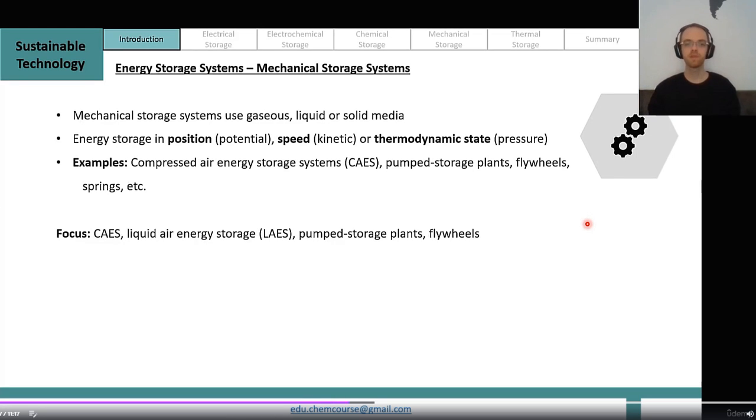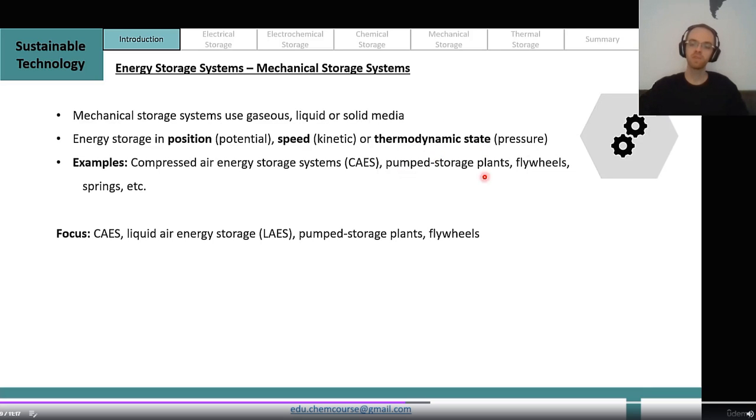Mechanical storage systems usually use gaseous, liquid, or solid media. And while this might be hard to imagine, how you store it mechanically, basically the energy here is stored either in a positional kind of energy, which is basically potential energy. It can be stored as speed, so basically kinetic energy, or as a thermodynamic state, which is basically pressure. Typical examples of this include compressed air energy storage systems, or CAES systems, which would be an example of this thermodynamic state or basically pressure.